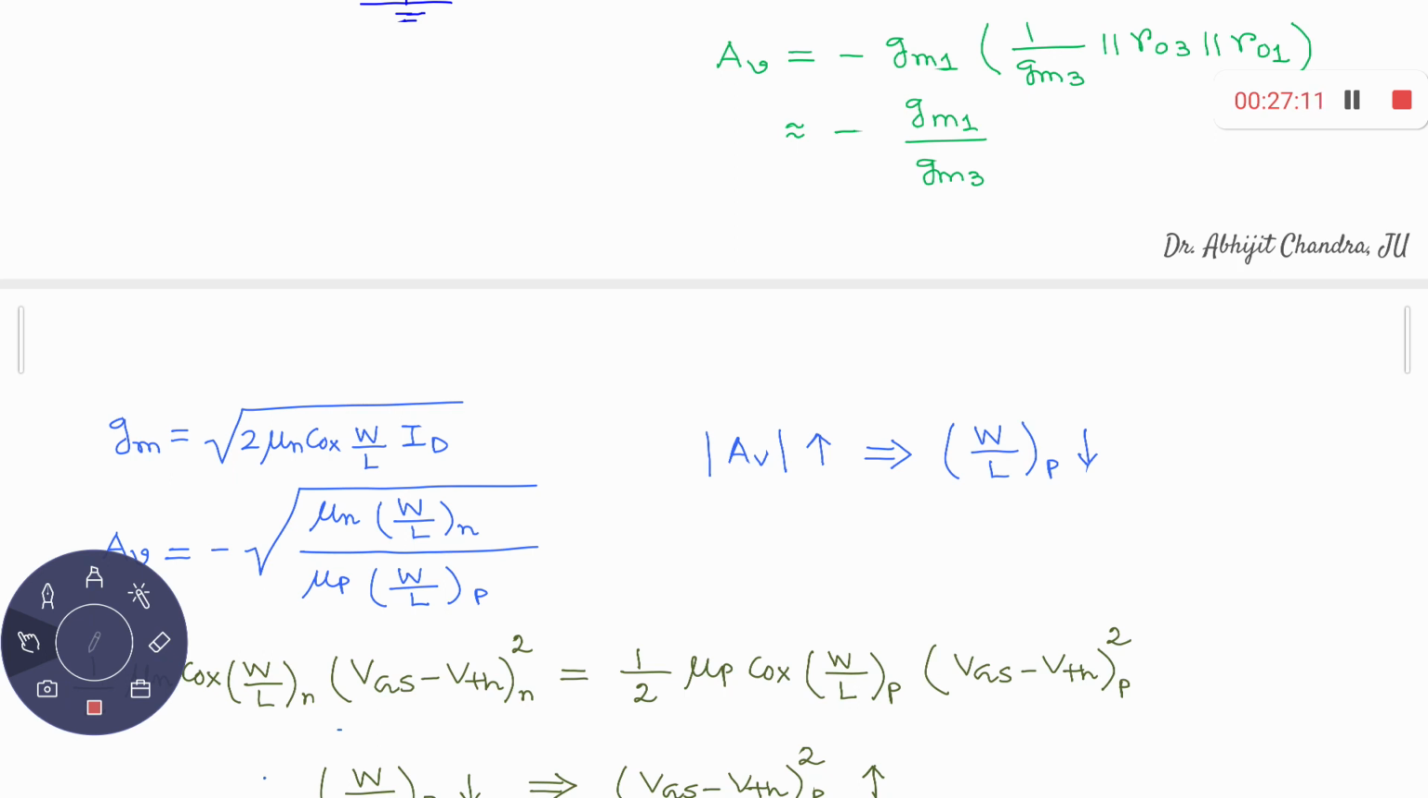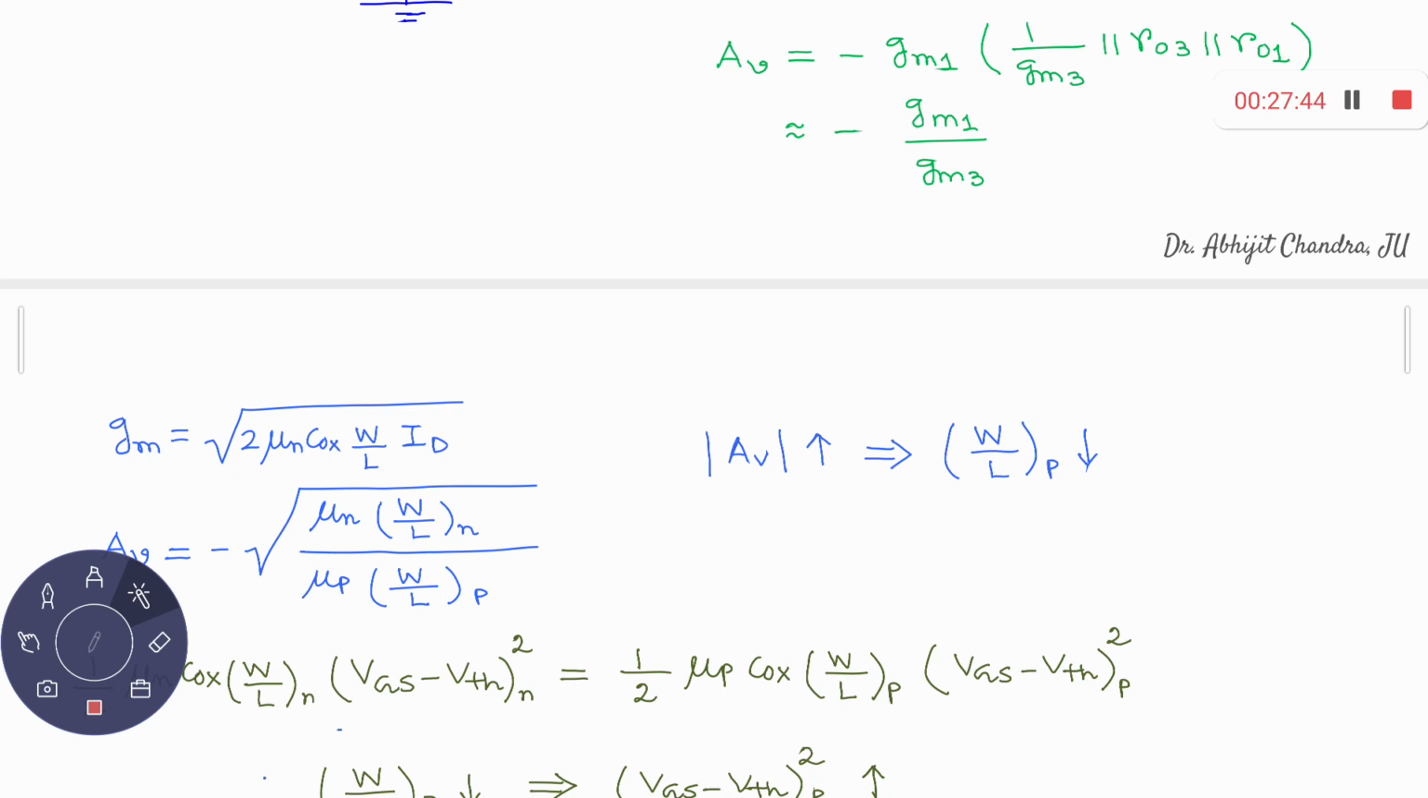So ultimately it's nothing but the ratio of the square root of mu n W by Ln upon mu p W by Lp. Typically, this mu n, the mobility of electrons, is higher as compared to the mobility of the holes. Let this ratio be, say, 10 times or 20 times. If you select W by Ln and W by Lp to be the same, the aspect ratios of the NMOS and the PMOS almost the same, then ultimately this voltage gain is governed by minus square root of mu n upon mu p, and that is not very large.